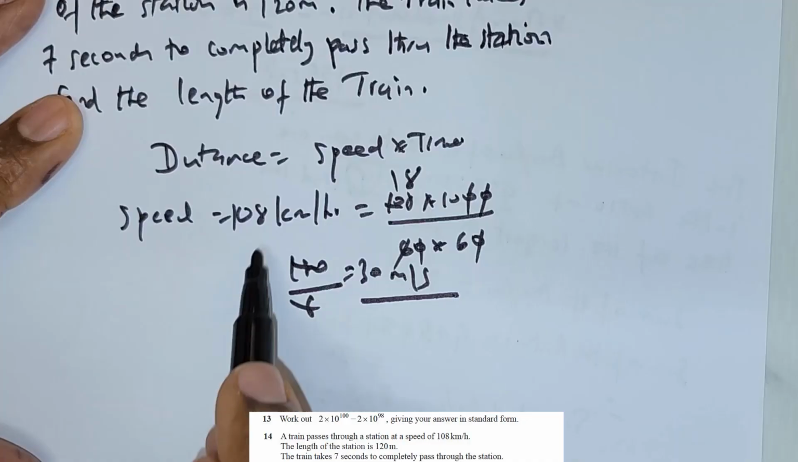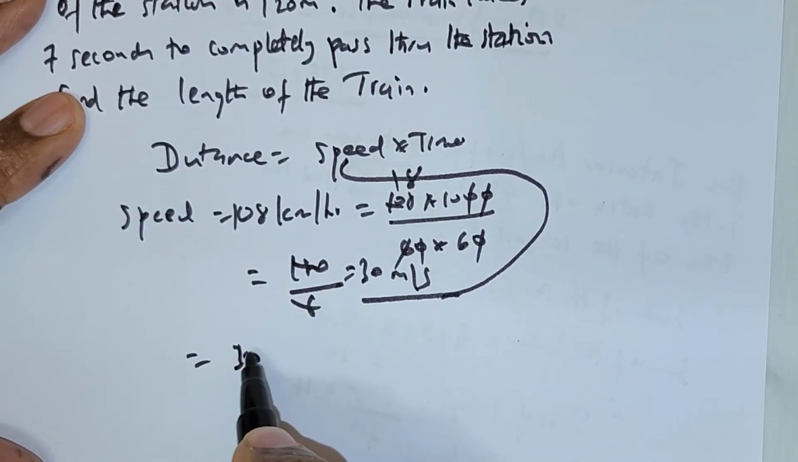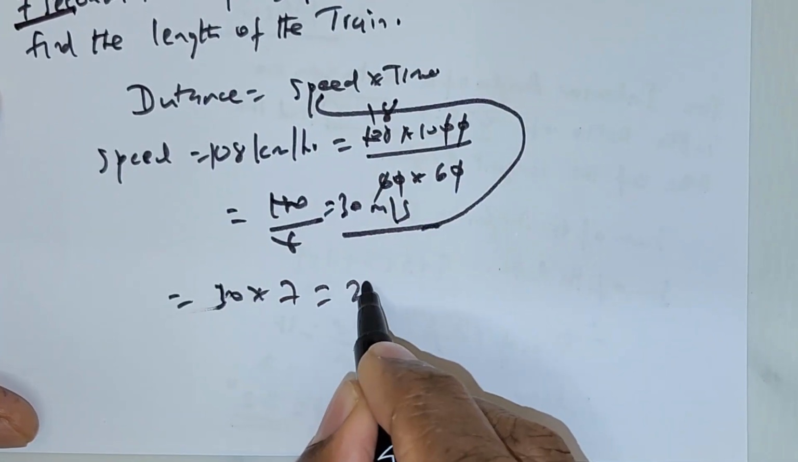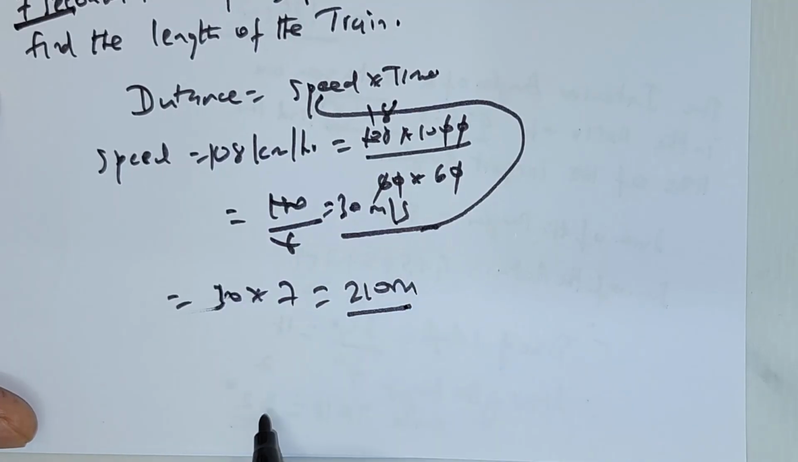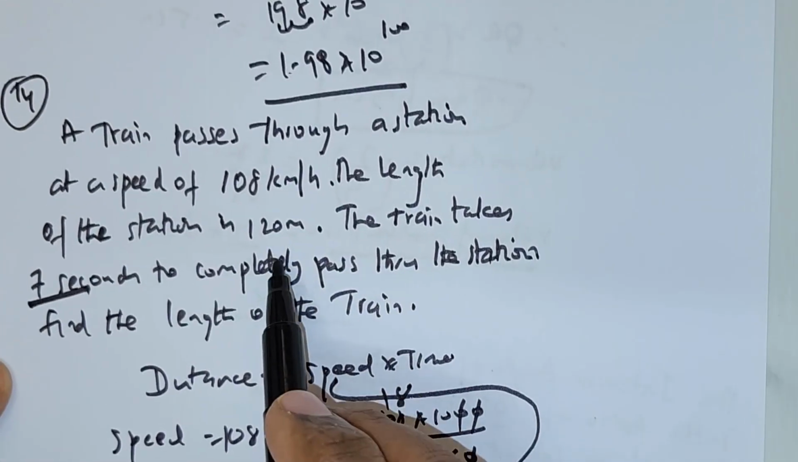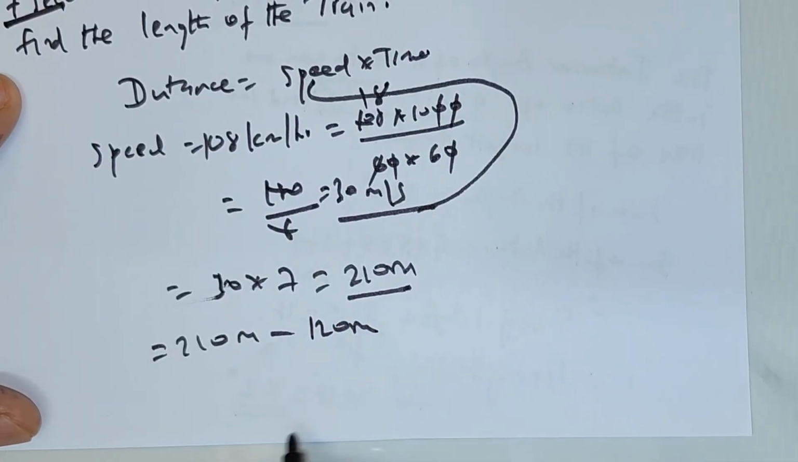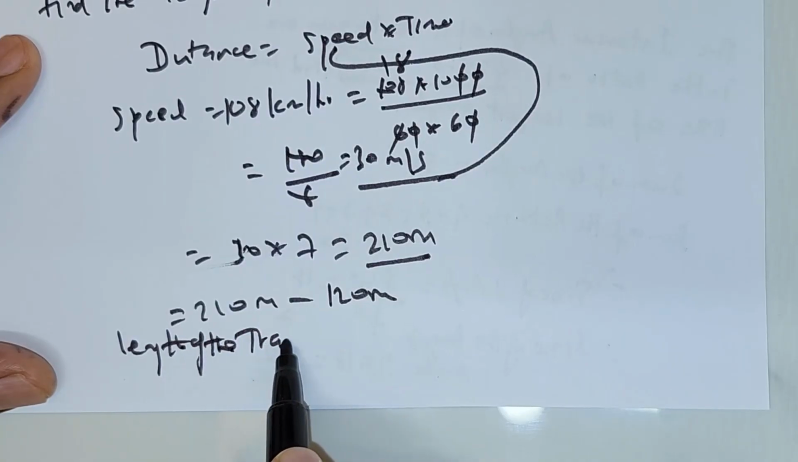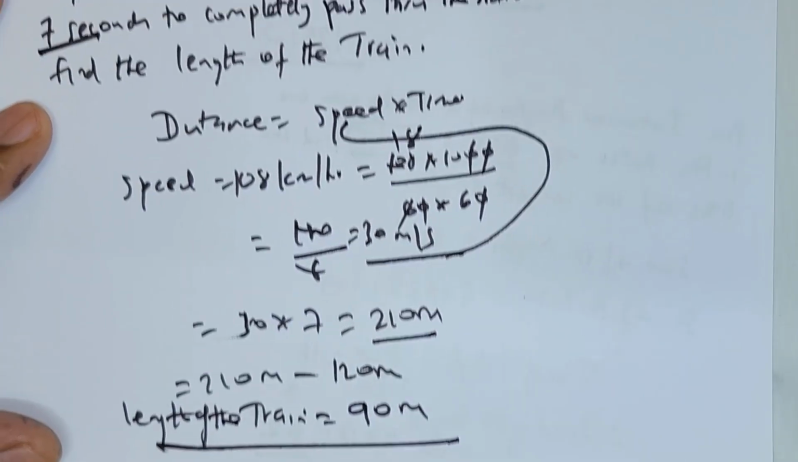That is the speed. Now take that value and substitute it here. So 30 multiplied with time is given as 7 seconds. So 210 is the distance in meters. But from this, you will have to take away the length of the station, and that would be giving us the length of the train, which is equal to 90 meters.